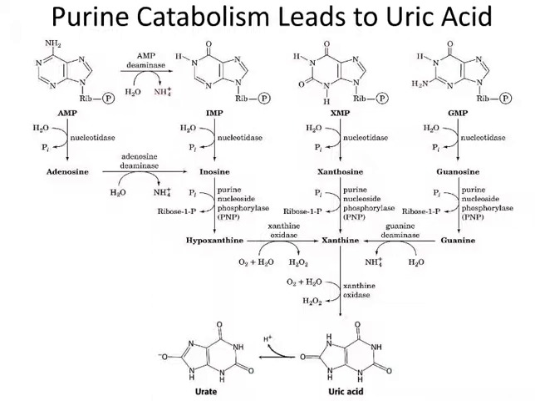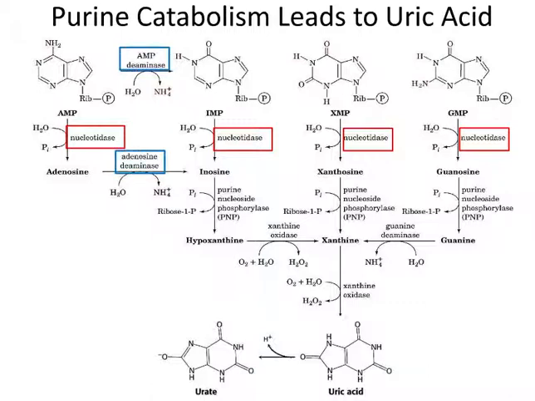Degradation of purines leads to the production of uric acid. Nucleotides are converted into nucleosides by the action of 5' nucleotidase. Adenosine is deaminated by adenosine deaminase, or ADA, to inosine, while AMP is deaminated by AMP deaminase to IMP. Nucleosides are then cleaved to free bases by purine nucleoside phosphorylase, or PNP.